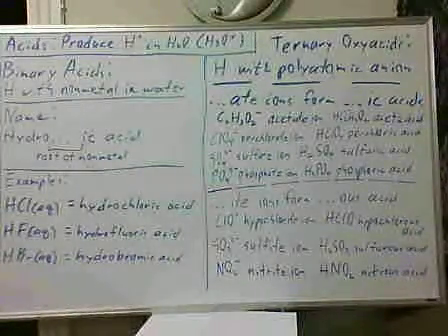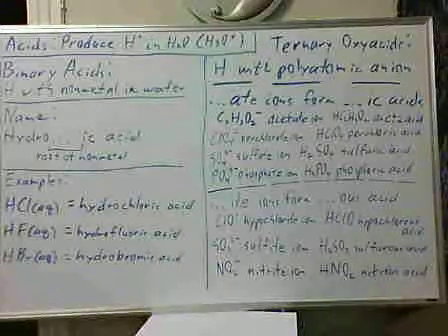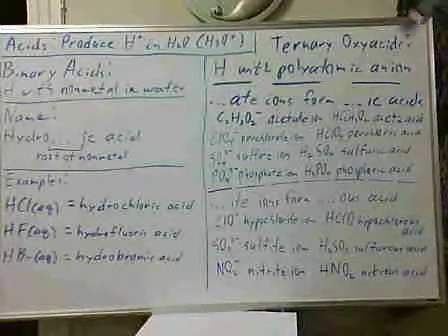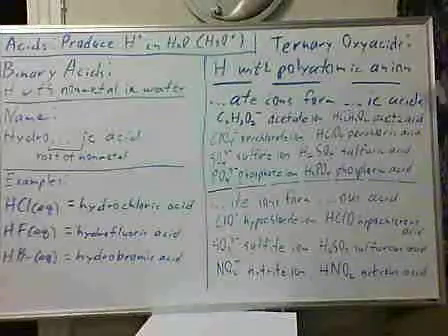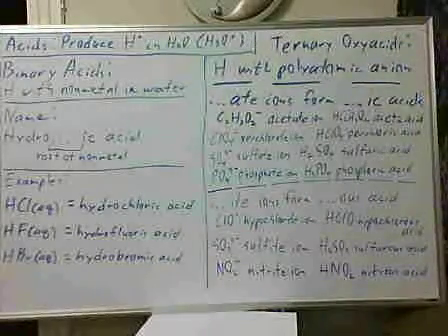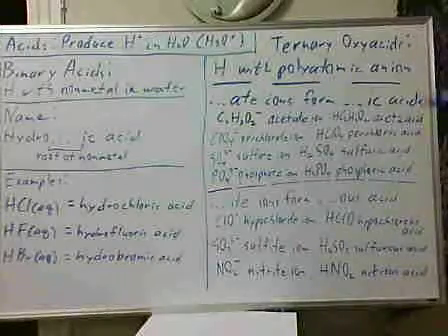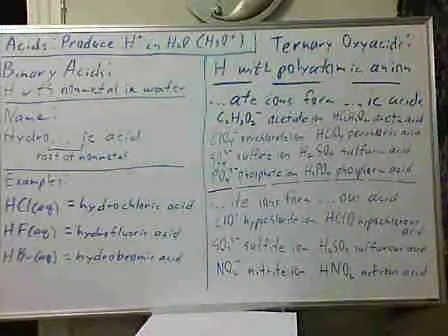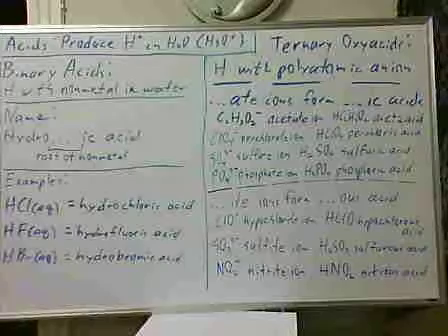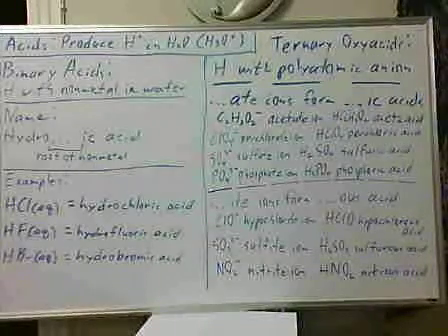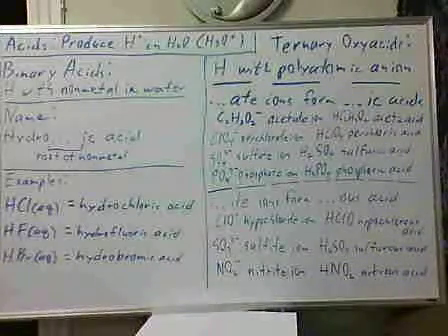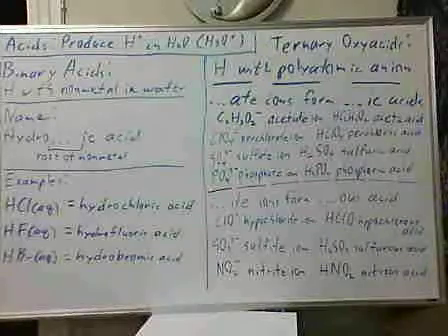Then we have the ternary oxyacids. Ternary means 3 elements. Oxy means oxygen is present. Acid means hydrogen is present. Well, that doesn't always work because we're throwing in the acetate ion, which is more than just 3 elements. Well, actually, it'll be 3 elements in that one. So this is hydrogen with a polyatomic anion.